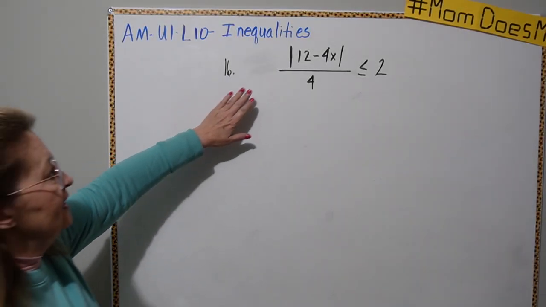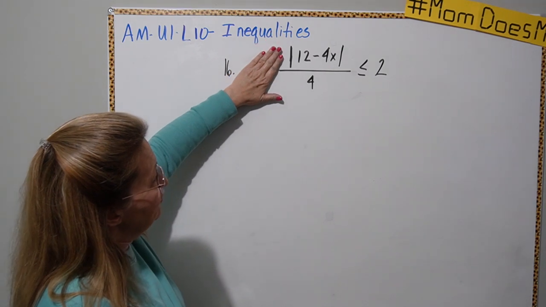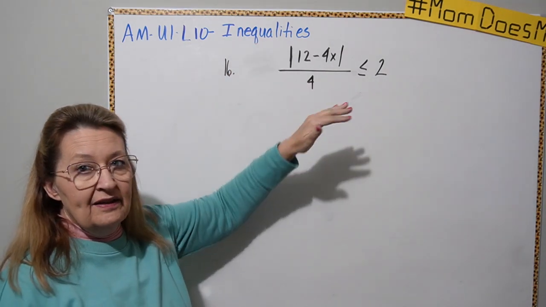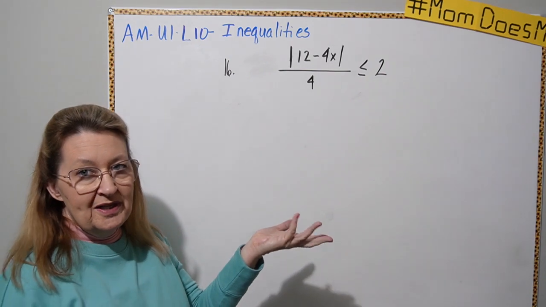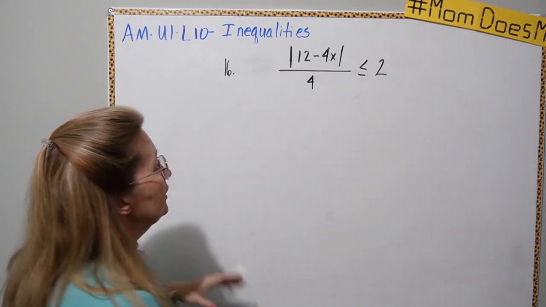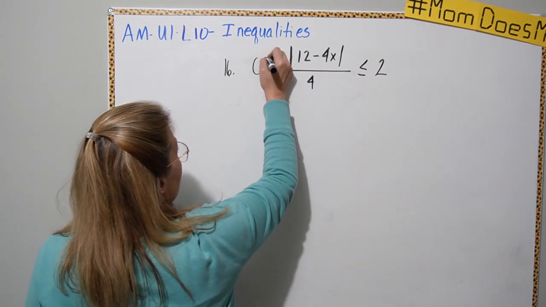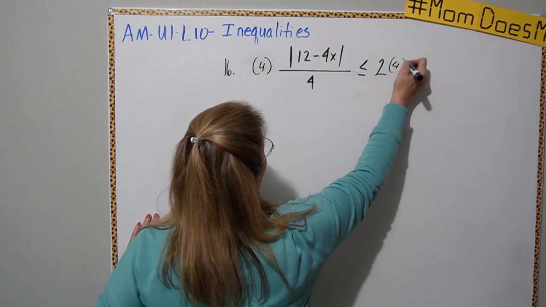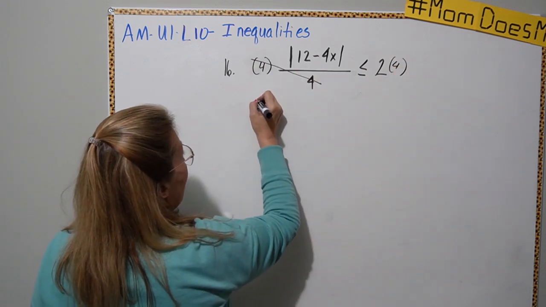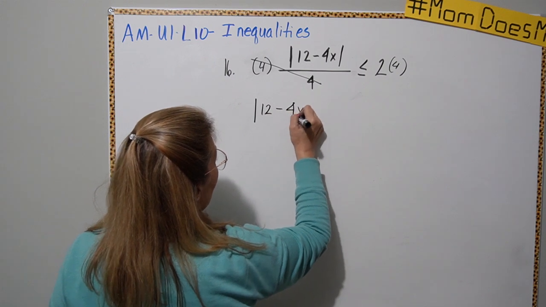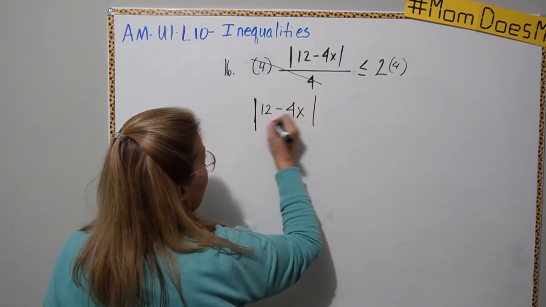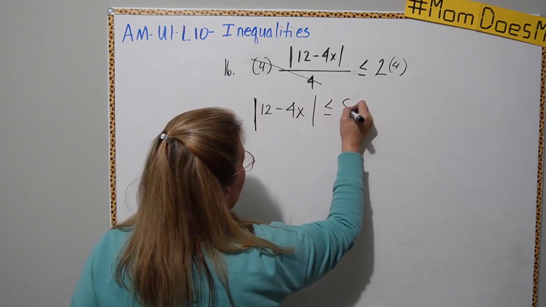Okay, number 16. Now, our absolute value is not isolated again. This time it's divided by 4. Well, how do you get rid of something that's been divided by? You multiply. So to isolate it, we're going to multiply both sides by 4. These cancel out. So now you have absolute value of 12 minus 4x is less than or equal to 8.